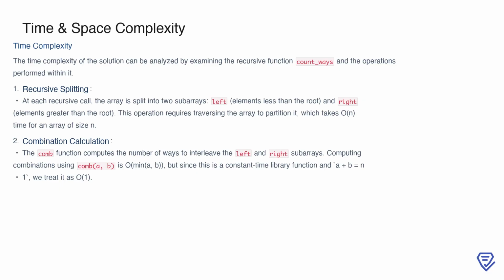Additionally, there is the combination calculation. Here, the comb function determines the number of ways to interleave the left and right subarrays. While the theoretical complexity of computing combinations is O(min(a, b)), where a and b are the sizes of the subarrays, this is handled as a constant time operation using pre-computed values from the library. Since a plus b always equals n minus 1, this computation is effectively O(1).